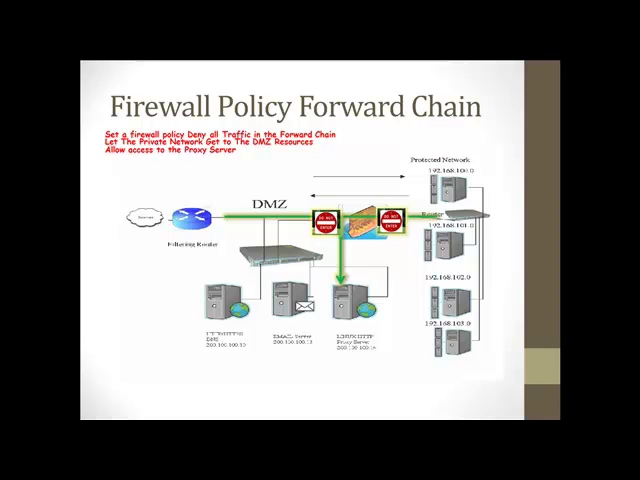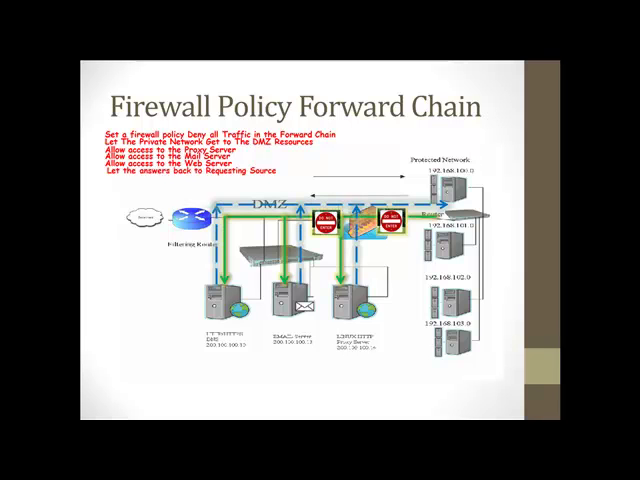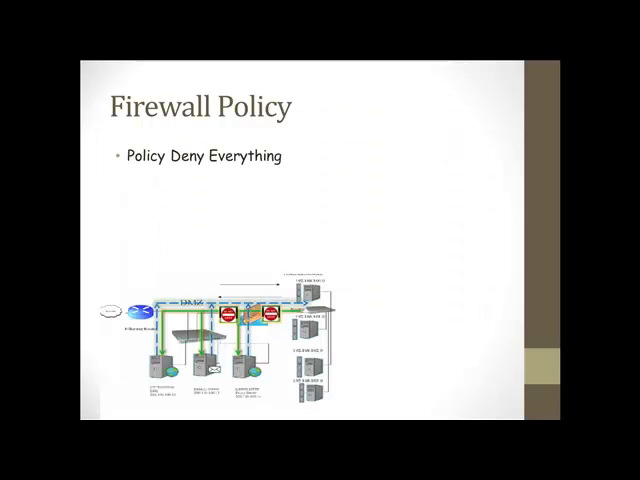So we're going to allow access to the proxy server. We're going to allow access to the mail server. We're going to allow access to the web server. After we have access to each of those resources, we want to allow the answer back to the requesting source. If I want to go to www.yahoo.com and I go to the proxy server, it goes to the internet and gets that web page for me. It would really be nice if it were able to deliver it back to me. So we're going to have to allow the answers to come back also.